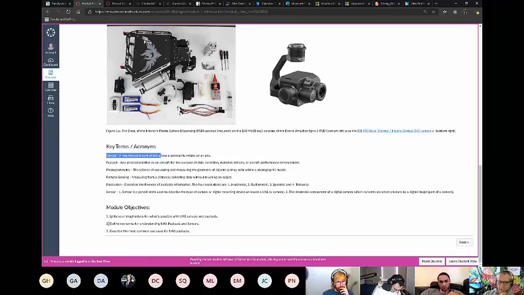All right, so our second objective is going to be to define these key terms that are going to be important to understand how UAS payloads and sensors function, and then we're going to describe some of the most common use cases for UAS payloads.